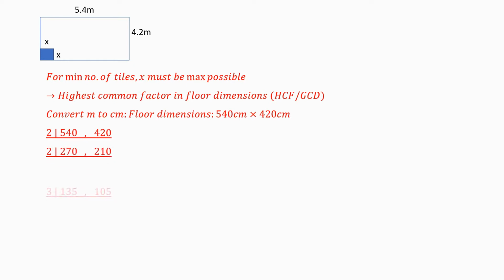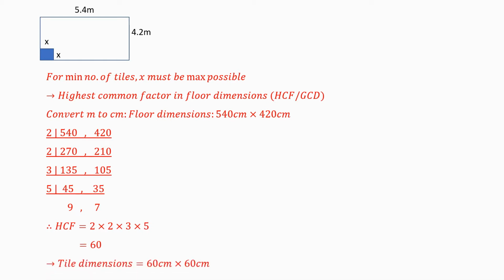Then divide by 2. We have 135 and 105. Divide by 3. 45 and 35. Divide by 5. You obtain 9 and 7. We don't have a common factor between 9 and 7. So that implies that our HCF is 2 times 2 times 3 times 5, which is equal to 60. And so this means that the value of x, or the tile dimension, is 60 by 60 centimeters.